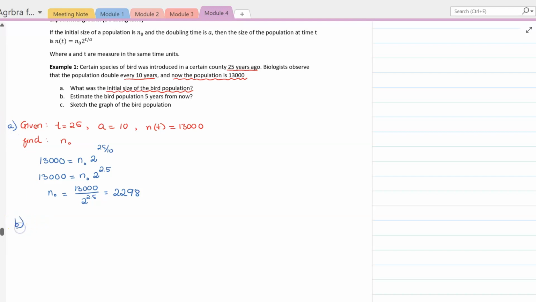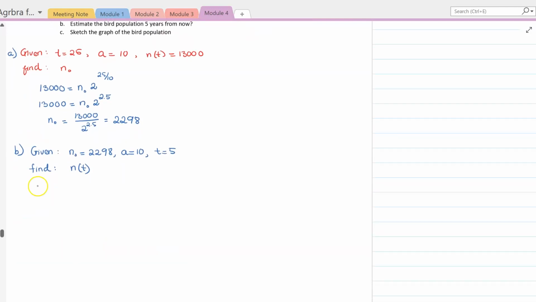So part B: estimate the bird population 5 years from now. Okay, so now I have the equation. In this case, we are given n0 equals 2,298, a equals 10, t equals 5, and we are asked to find n of t. So n of 5 is equal to 2,298 times 2 to the exponent.